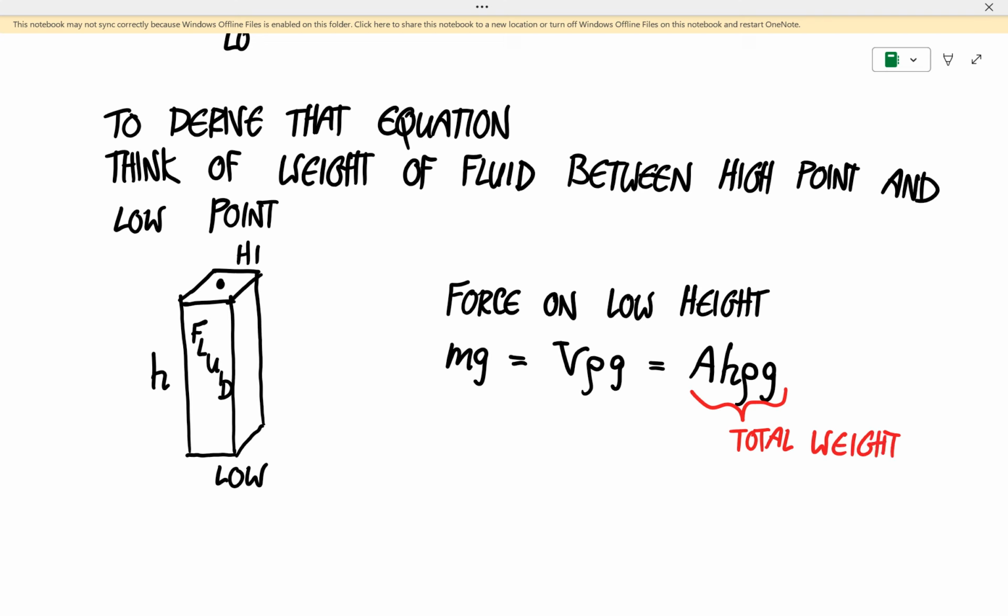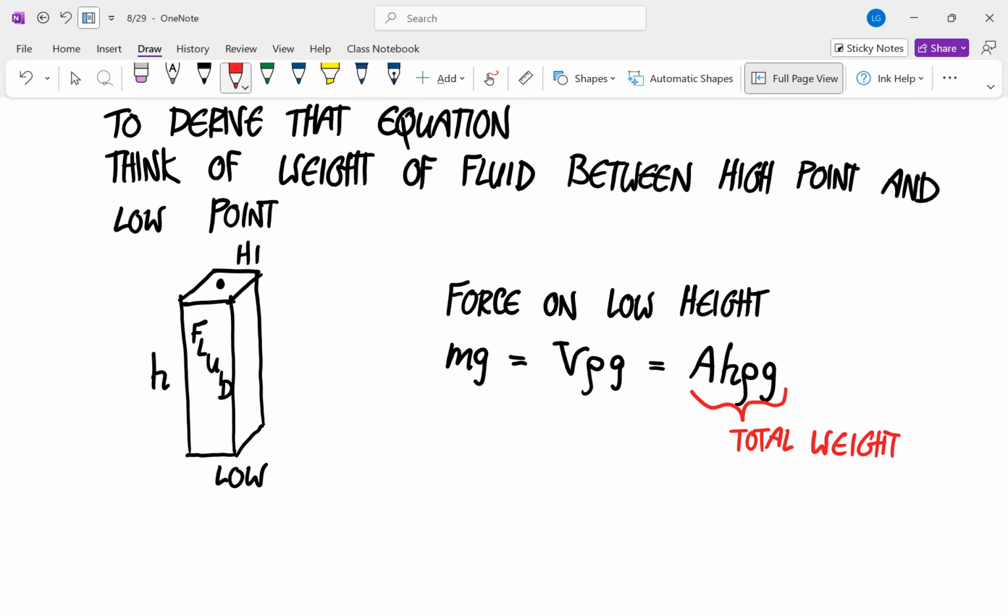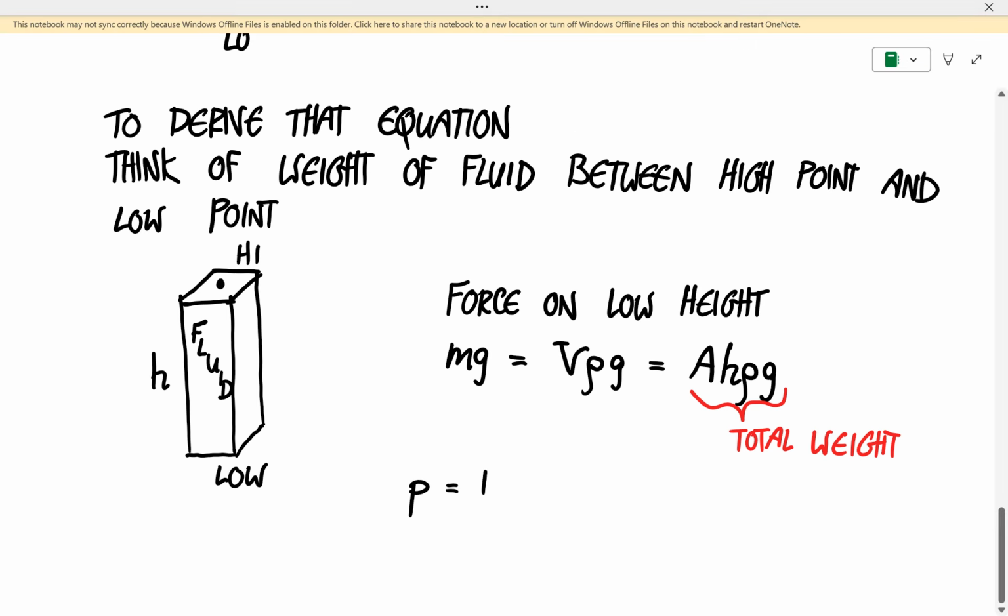But the definition of pressure is a force per area. So that's A, h, rho, g, divided by area. The areas cancel, and you get what we had before. Rearrange it again, but so that's the difference in pressure.